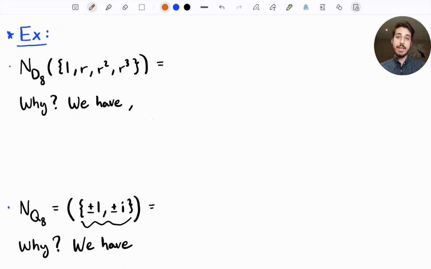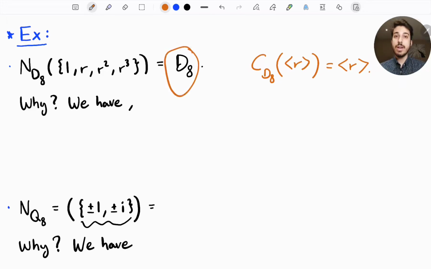Let us now look at an example of a normalizer in the dihedral group D8. What is the normalizer of the set containing 1, R, R squared, R cubed in the group D8? The normalizer, in fact, in this case, is the whole group D8. Whereas before, when we took the centralizer of the same exact set, I'm just going to write the subgroup generated by R, it was just itself. The normalizer is bigger. It's actually the entire group D8.